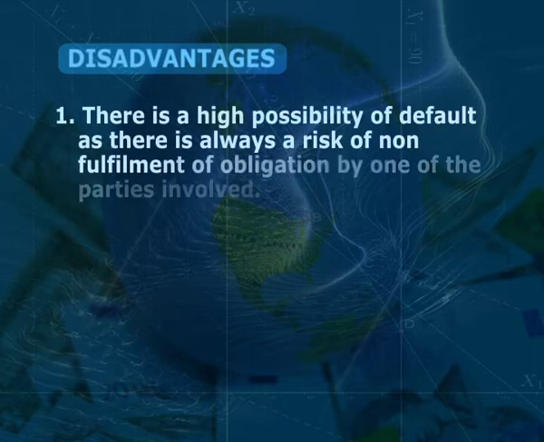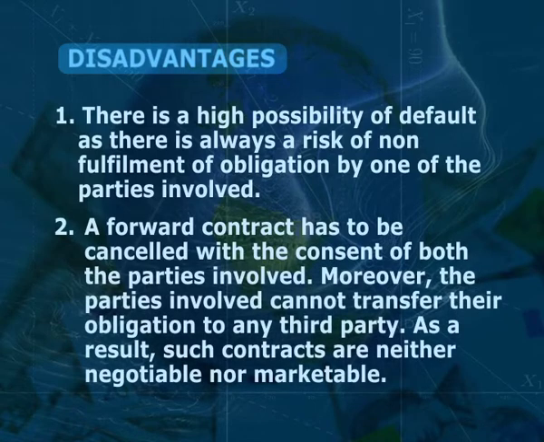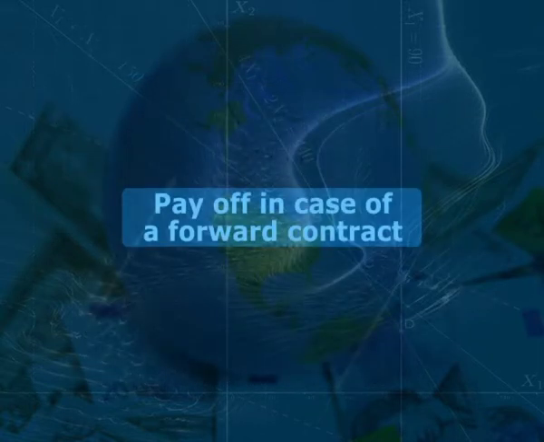Disadvantages: there is a high possibility of default as there is always a risk of non-fulfillment of obligation by one of the parties involved. A forward contract has to be cancelled with the consent of both the parties involved. Moreover, the parties involved cannot transfer their obligation to any third party. As a result, such contracts are neither negotiable nor marketable. Payoff in case of a forward contract: the value of a forwards contract on the maturity is dependent on the delivery price and the value of the underlying asset at the time of maturity.